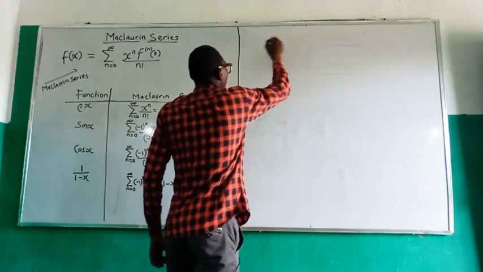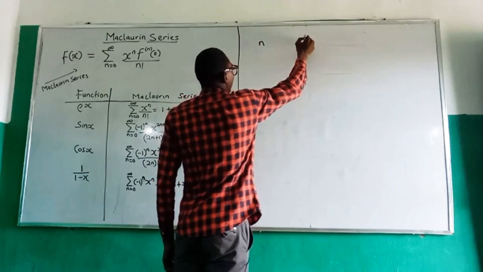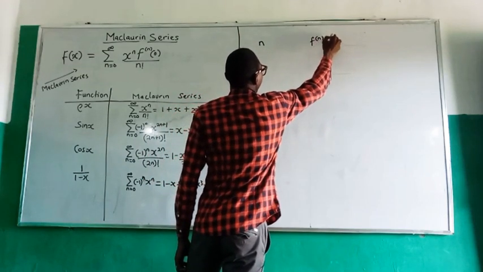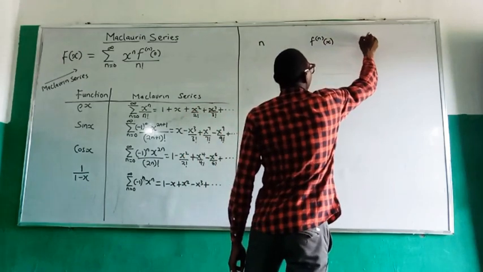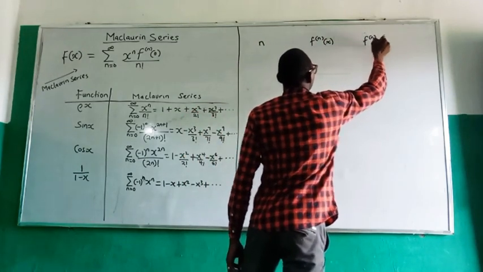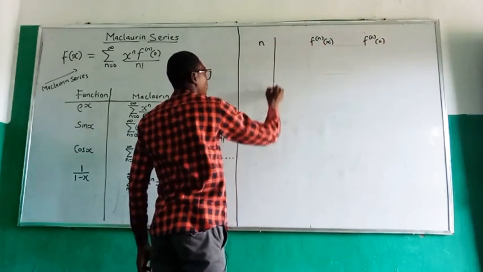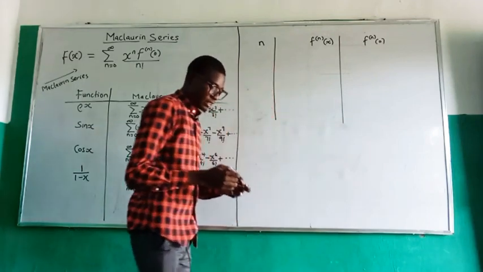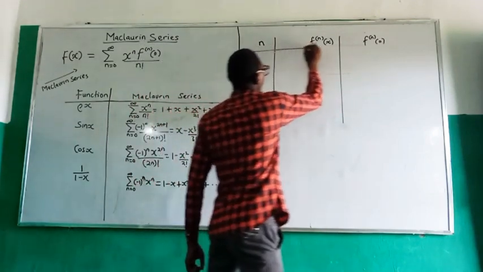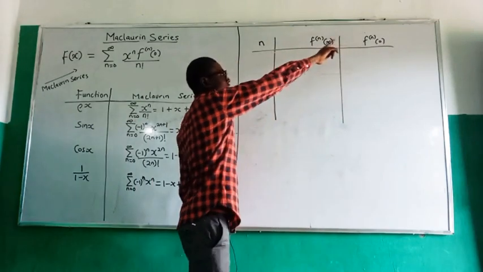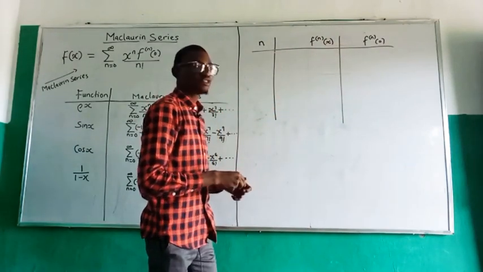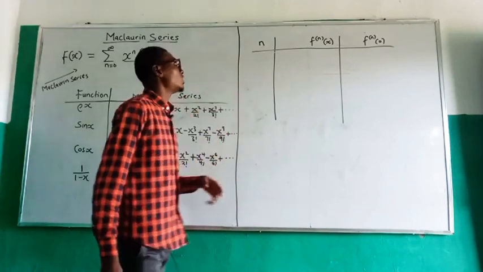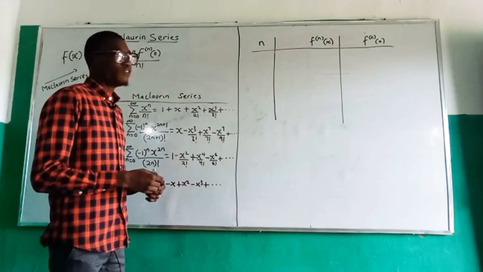You have to have n, then f^(n) of x, then f^(n) of 0. In this place, you don't have to stress yourself. The only thing you need to do is to find the second and third column. The second and third column. You are already given the first column before. That is the value for n.